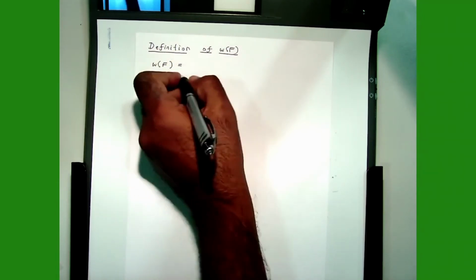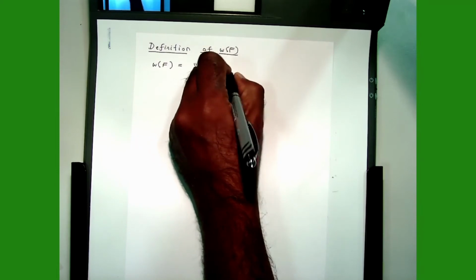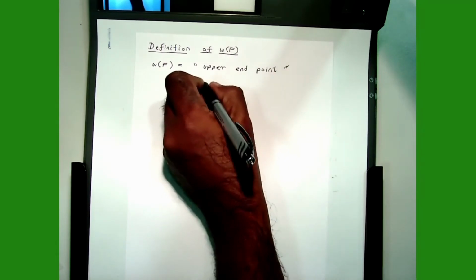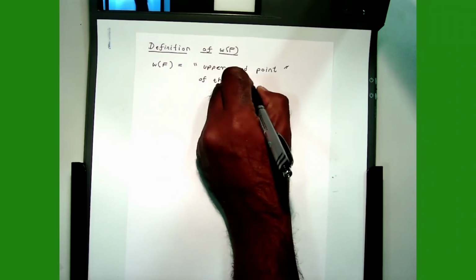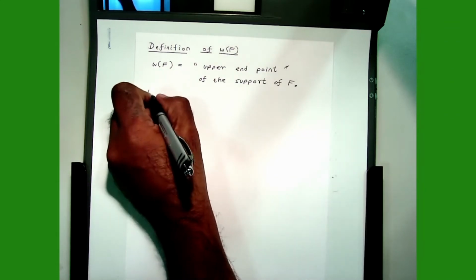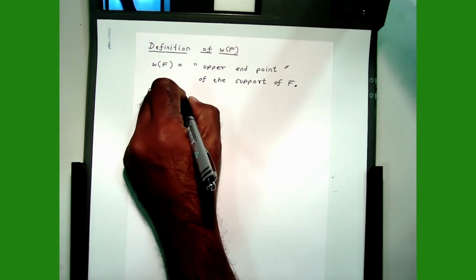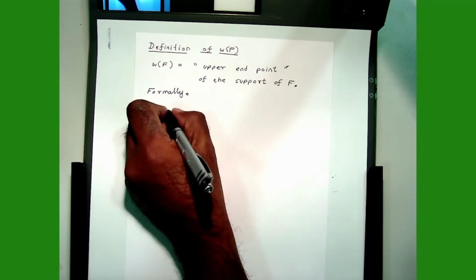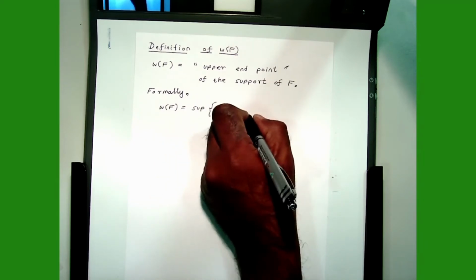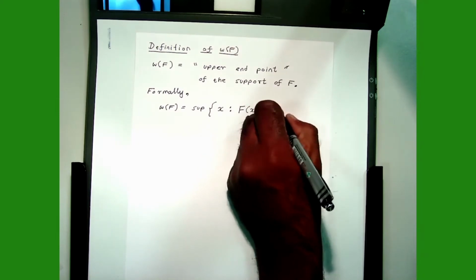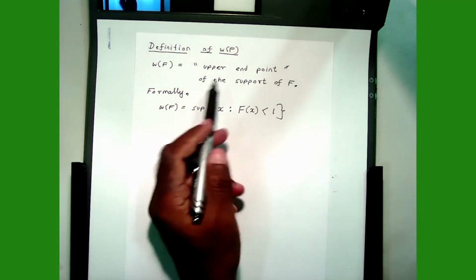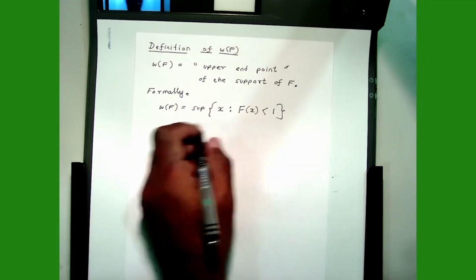So W of F, loosely speaking, is defined as the upper endpoint of the support of F. Formally speaking, W of F is defined as the supremum of the set of all x's for which F of x, the CDF, is strictly less than 1. So this is the formal definition of W of F, but this is the loose definition. But you don't need to worry about taking the supremum.